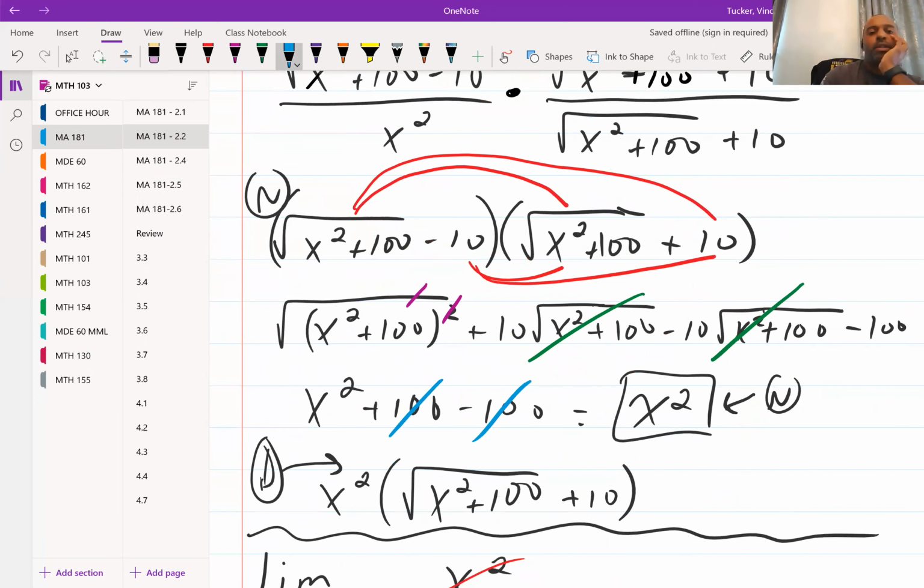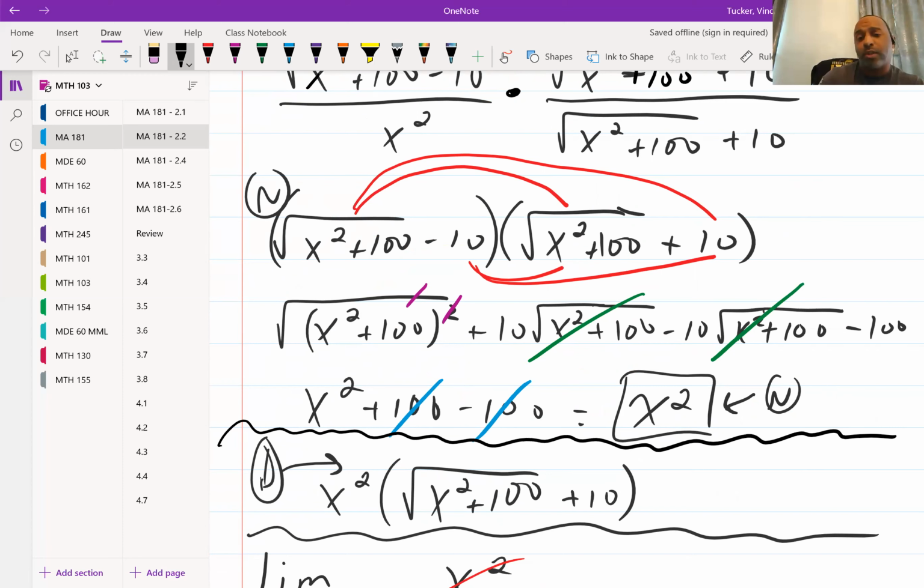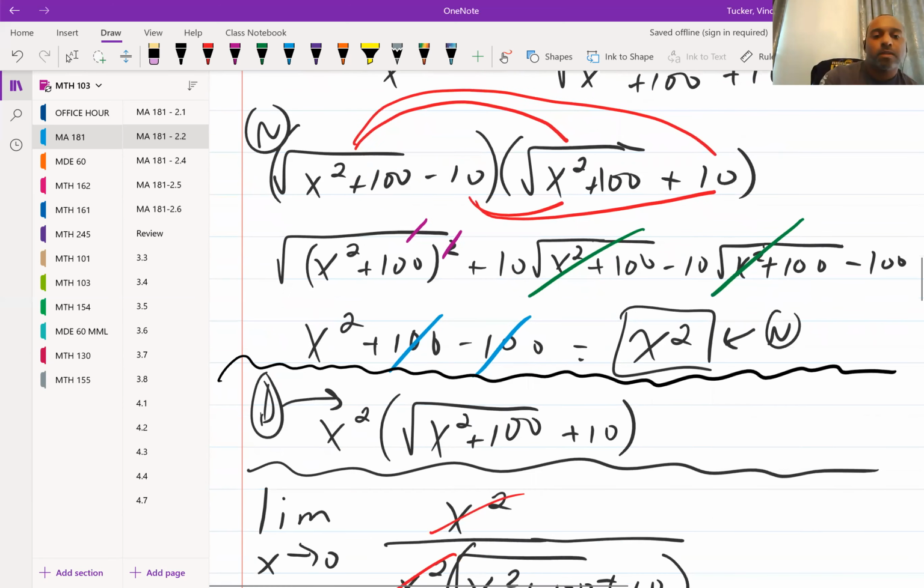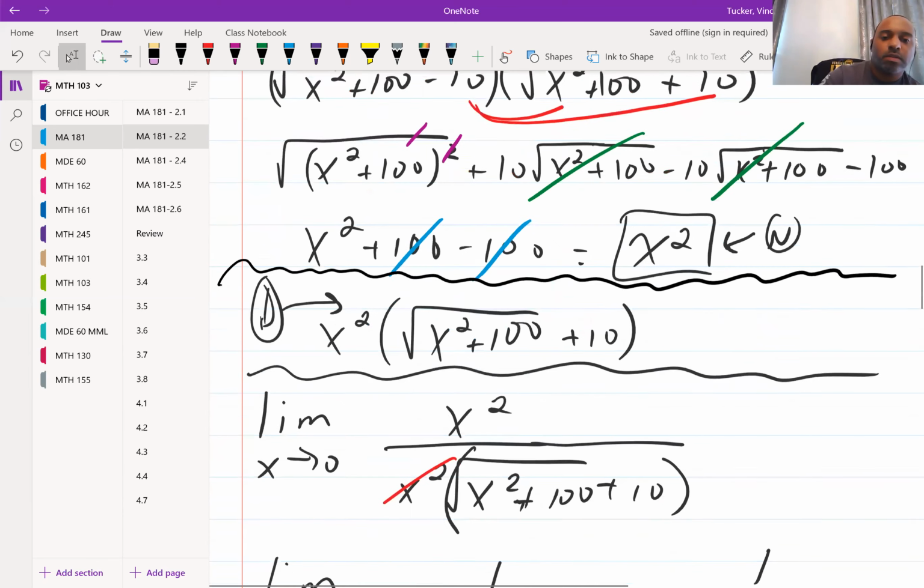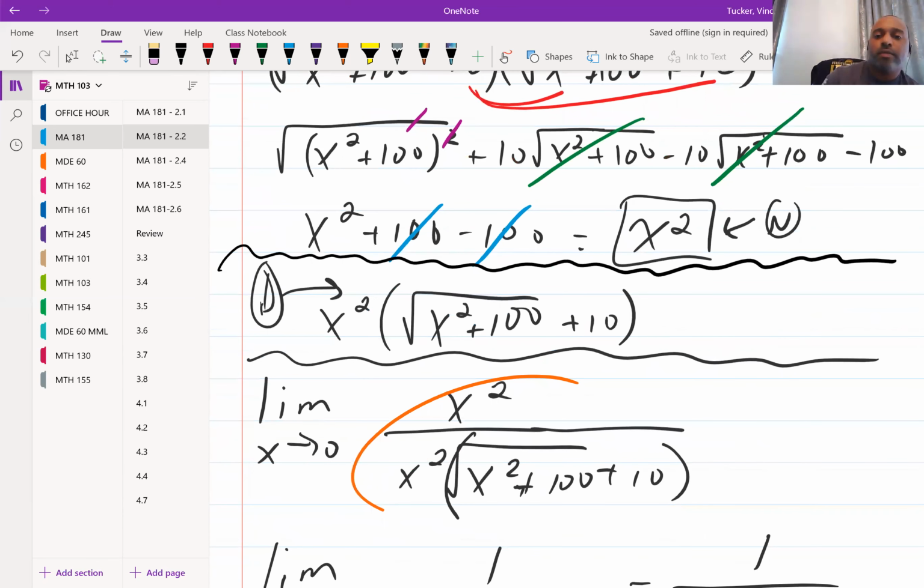All right, so now in our denominator, we could have just divided it up a little bit. In the denominator, we don't have to necessarily FOIL that out. All I did was multiply x squared times this quantity right here. So just x squared parentheses, square root of x squared plus 100 plus 10. And so you'll see why I didn't distribute that in a second. But this is our new expression, x squared over x squared times the square root of x squared plus 100 plus 10. So let me write that a little better.